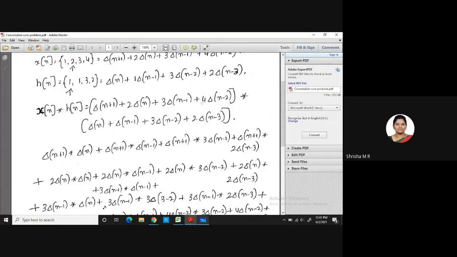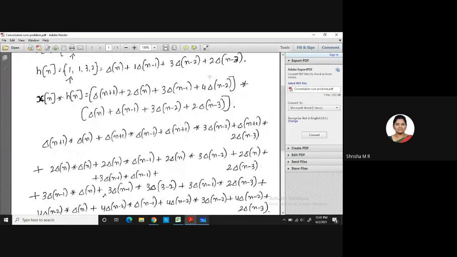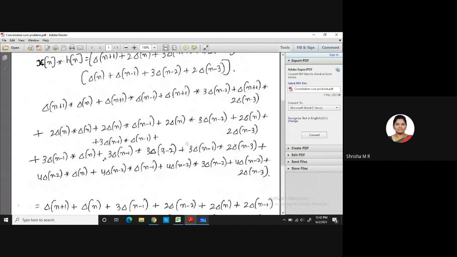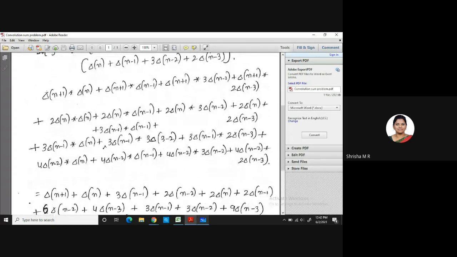So plus 4 times delta n minus 2 convolved with delta n, plus 4 times delta n minus 2 convolved with delta n minus 1, plus 4 times delta n minus 2 convolved with 3 times delta n minus 2, plus 4 times delta n minus 2 convolved with 2 times delta n minus 3. Okay. So now you multiply and write all these terms, whatever you get.